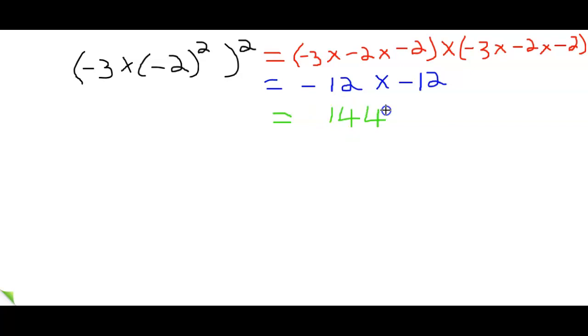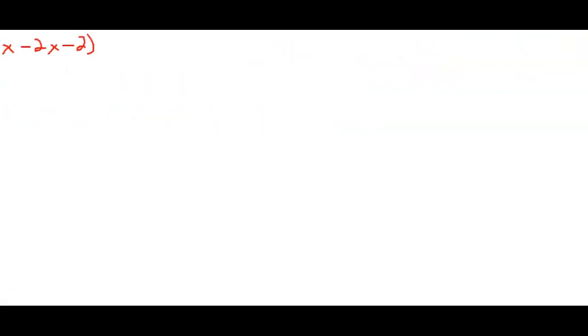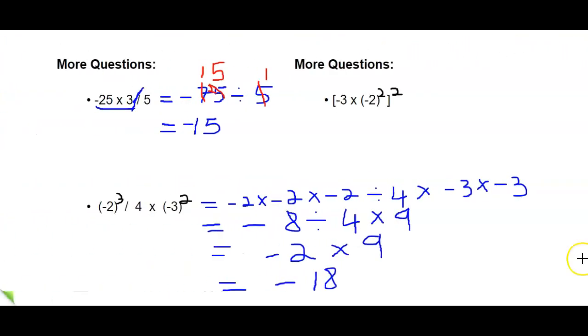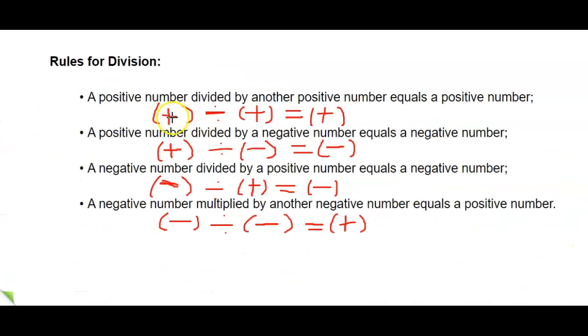So remember the rules when multiplying integers. Let's go back to the rules. So we say a positive divided by a positive equals a positive. A positive divided by a negative equals a negative. A negative divided by a positive equals a negative. And two negatives divided by each other equals a positive.